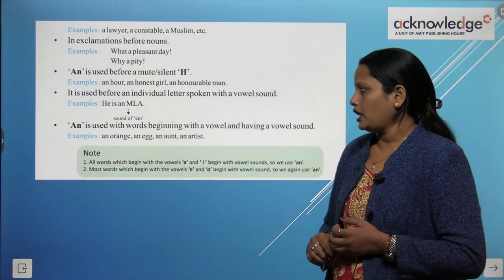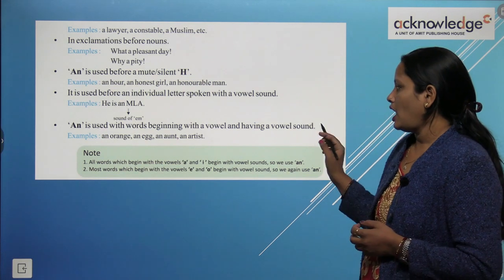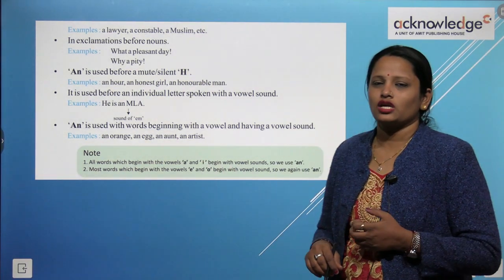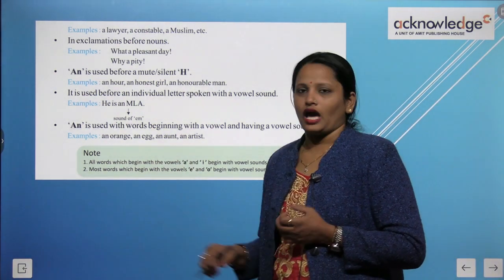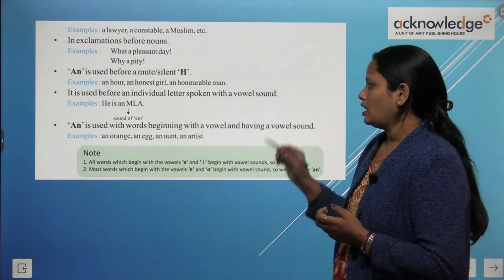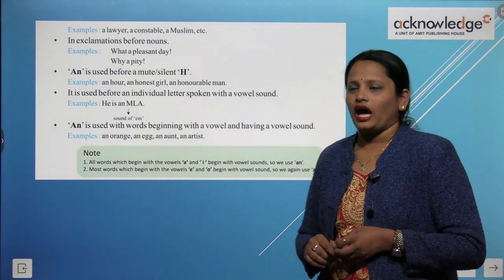Next, an is used with words beginning with a vowel and having a vowel sound. So an जो है vowel के साथ यूज किया था और जिसका vowel sound है उसके साथ यूज करते हैं. For example, an orange, an egg, an aunt, an artist. Next. Now look at the note.